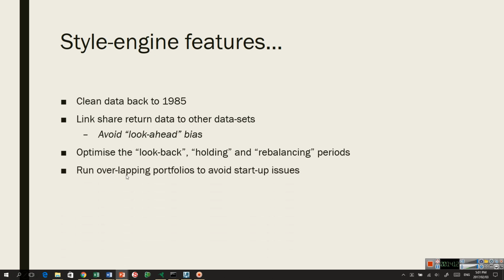We can also run overlapping portfolios. So we don't start up putting all the money into one portfolio. We can spread that over a period of time to avoid startup issues. We can include transaction costs. Obviously, we're able to measure how much of each share moved in and out of each portfolio. And one can include brokerage and taxes and, if you like, also market impact factors into the costs of doing this. We're able to use different portfolio weights.